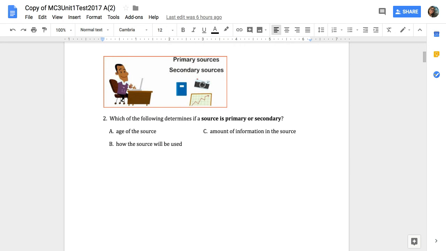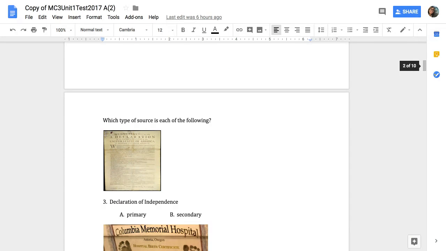Number 2, which of the following determines if a source is primary or secondary? So how do we decide if a source is primary or secondary? A, the age of the source. B, how the source will be used. Or C, the amount of information in the source.